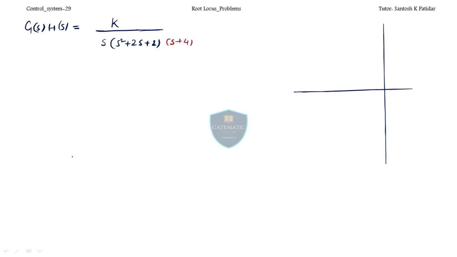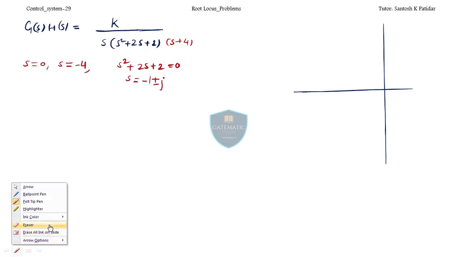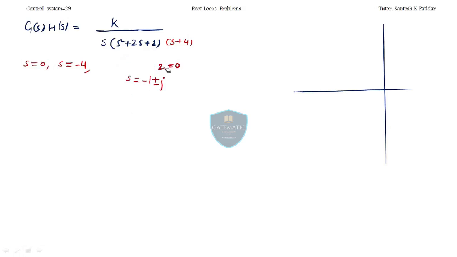Now let's find out the number of poles. Yes, definitely you have 4 poles. The first one is at 0, one pole is at -4, and over here you have to calculate s square plus 2s plus 2 equal to 0. When you find out, you will get s equal to -1 plus minus j. So total number of poles you have are 4. Okay, let me directly write over here now.